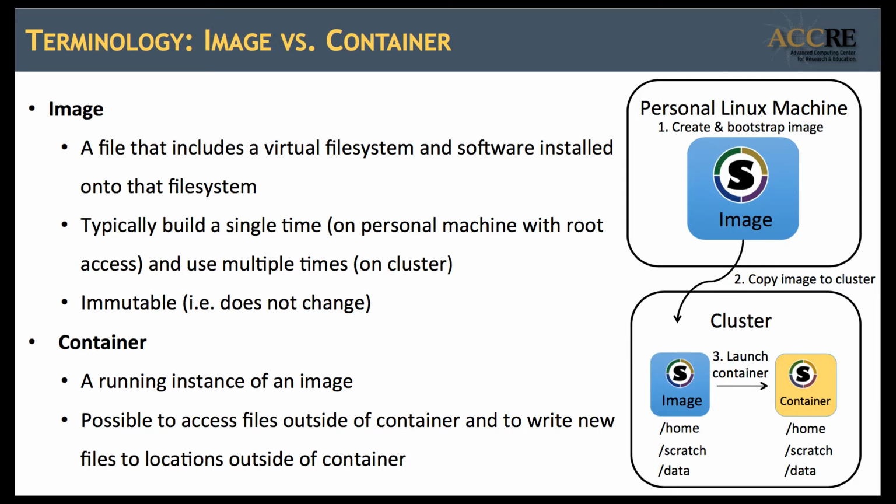An instance of a running image, we would call a container. An image you typically build a single time and then deploy or run multiple times. And finally, an image is immutable, meaning it cannot change. Once you have your image, it's static. There are ways with Singularity that you can go in and modify an image, but that's really bad practice because it hampers reproducibility, which is one of the biggest reasons you use Singularity in the first place.